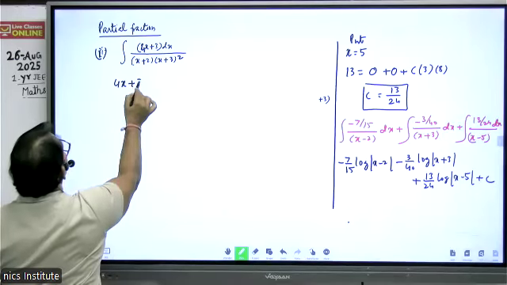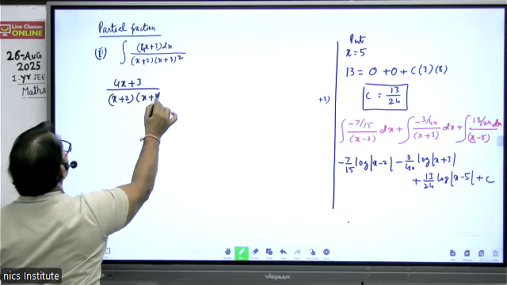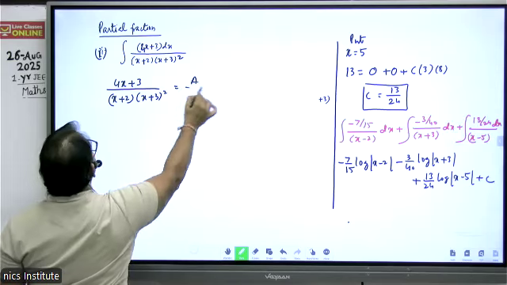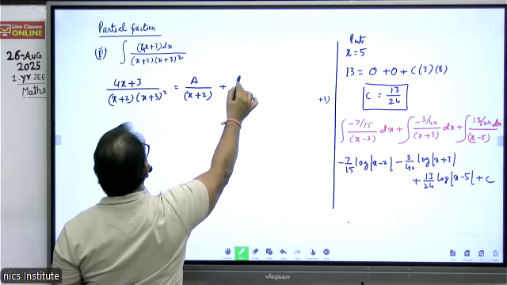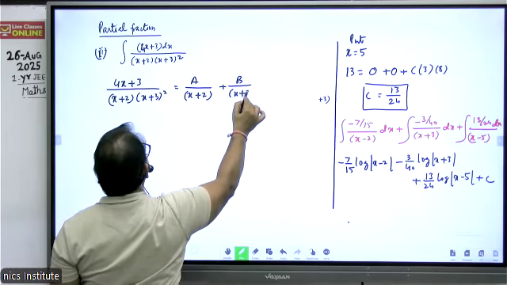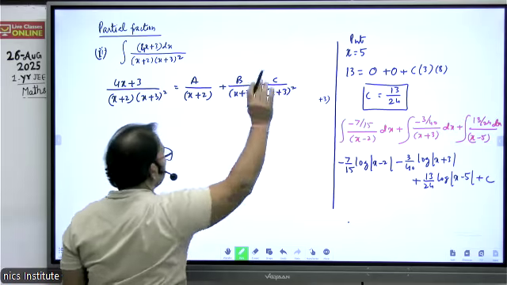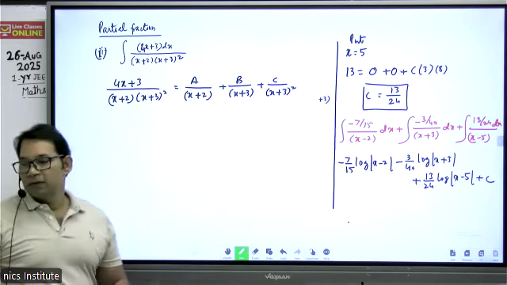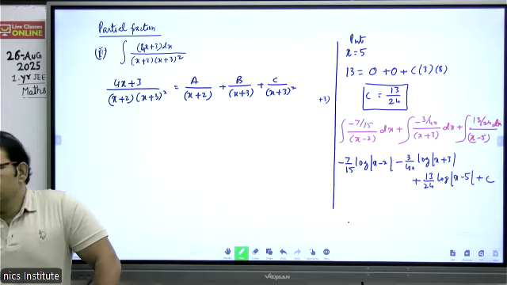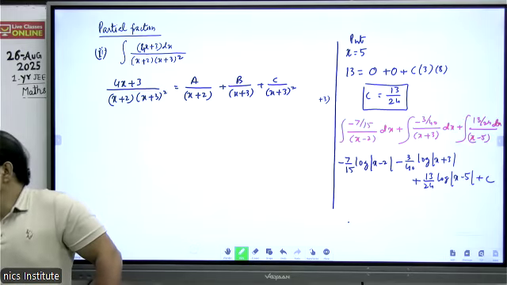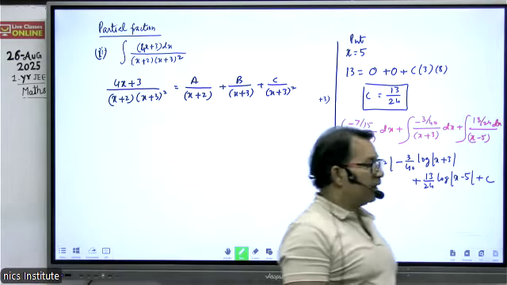So 4x plus 3 divided by x plus 2, x plus 3 whole square. So a divided by x plus 2. And for this, we'll write b divided by x plus 3 plus c divided by x plus 3 the whole square. If it's cube, then there'll be another term, d divided by x plus 3 whole cube. So we have to use partial fraction like this. Take LCM, simplify, tell me ABC. करो अपने आप से. Take LCM, find ABC.